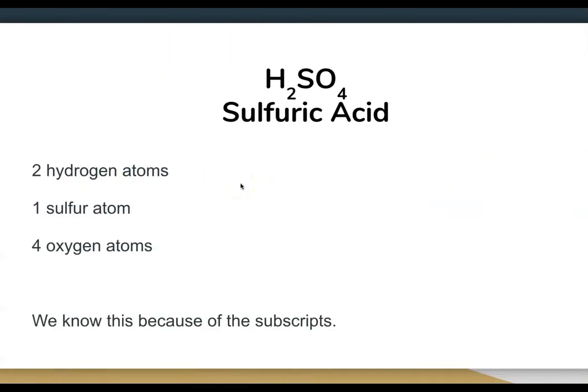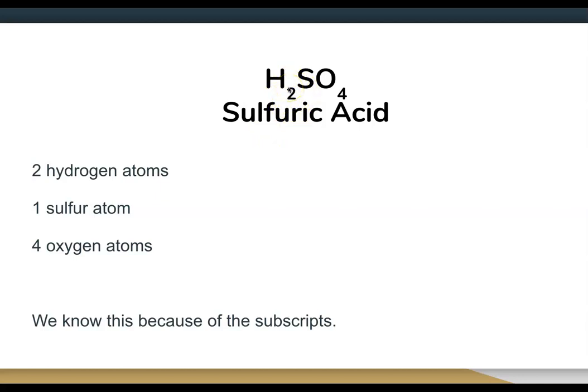Let's talk our way through a more complicated molecule, sulfuric acid. The chemical formula for sulfuric acid is H2SO4. This means that in one molecule of sulfuric acid, there are 2 hydrogen atoms, 1 sulfur atom, and 4 oxygen atoms. How do we know this? We know this because of the subscripts. Those little numbers that are written just after the letters that represent the atom.